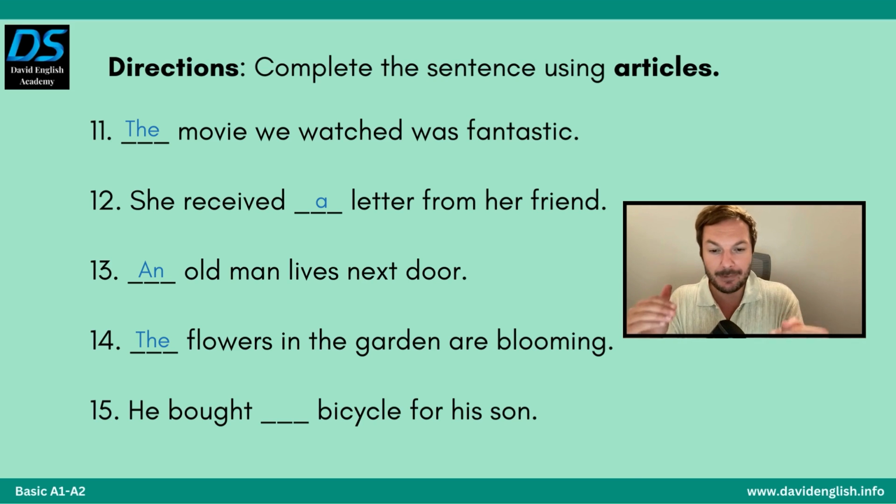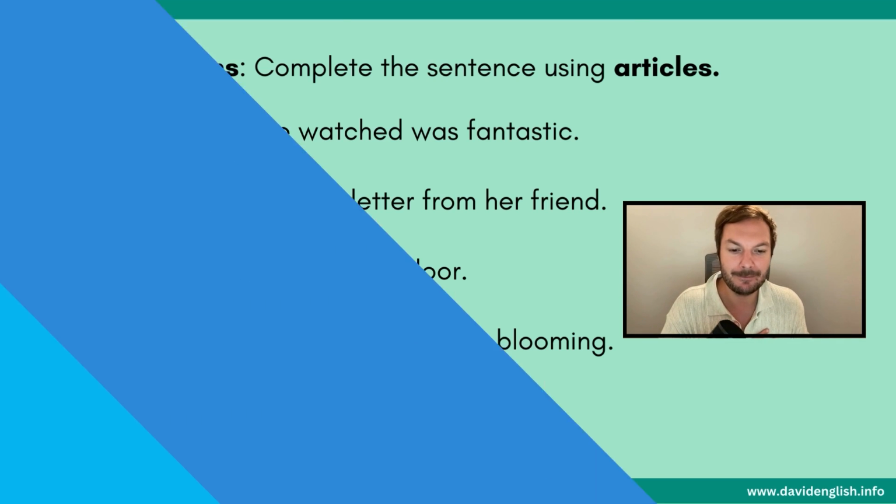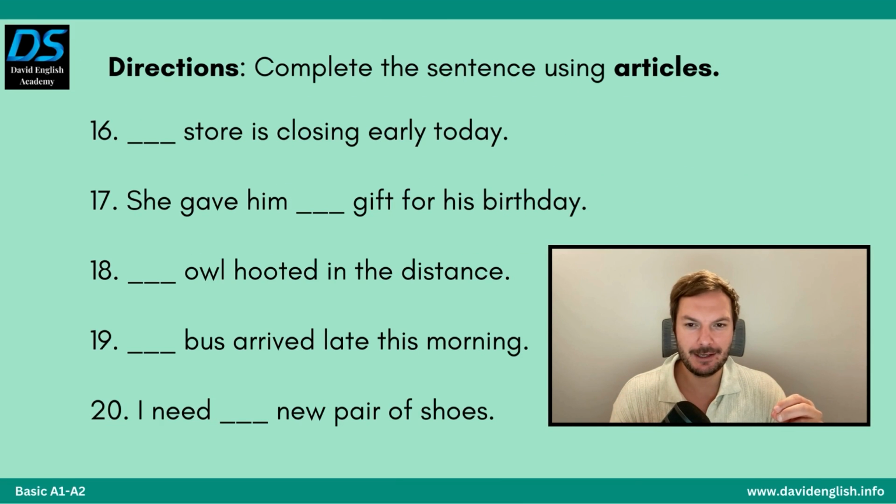15. He bought bicycle for his son. He bought bicycle. If you know the bicycle, say the bicycle. But if you don't know and it's one from many bicycles, he bought a bicycle for his son. He bought a bicycle for his son. What a great gift.